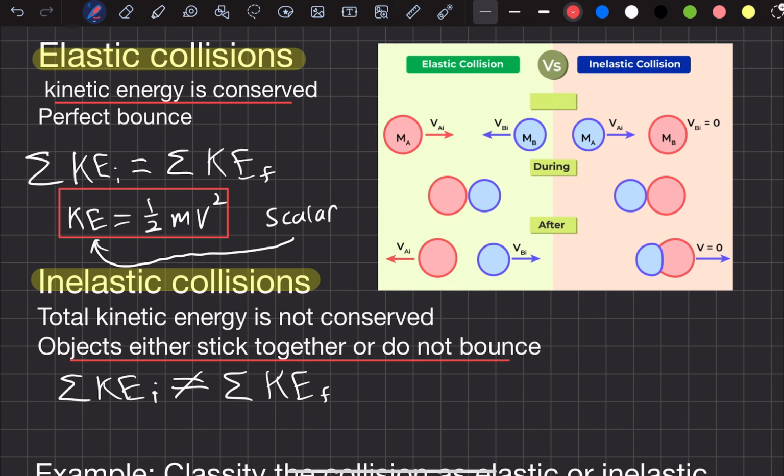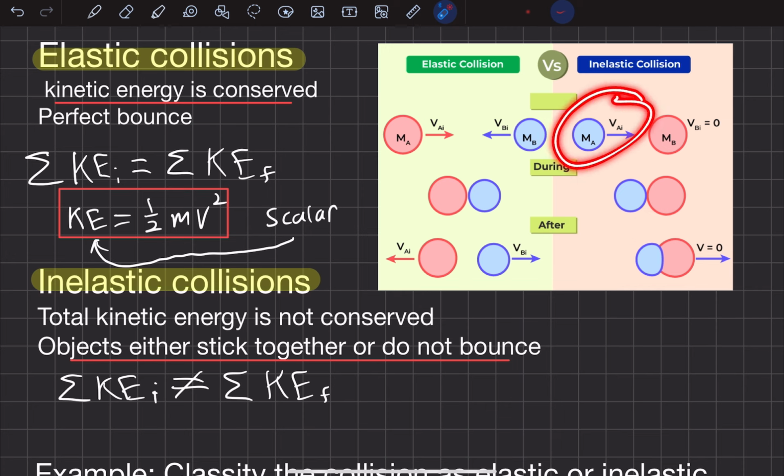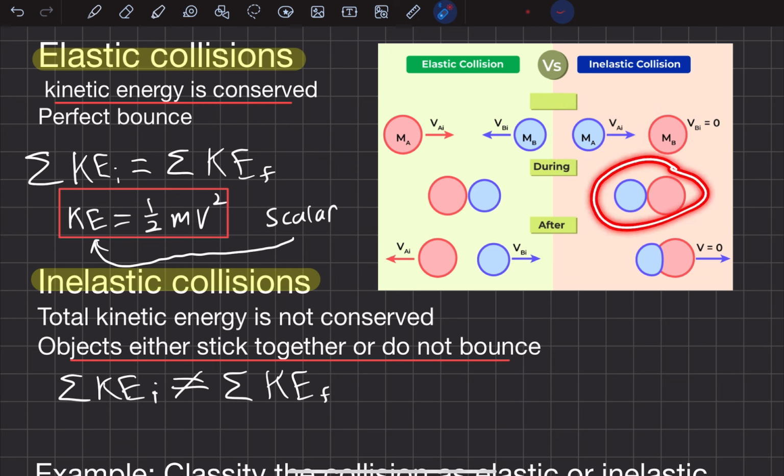And you can also have a perfectly inelastic collision, as represented with the infographic to the right, where the objects, when they hit, stick together. So object A is coming in, it's going to hit object B, and then when they hit, object A sticks to object B, and now they're moving together as one group. That is a perfectly inelastic collision.